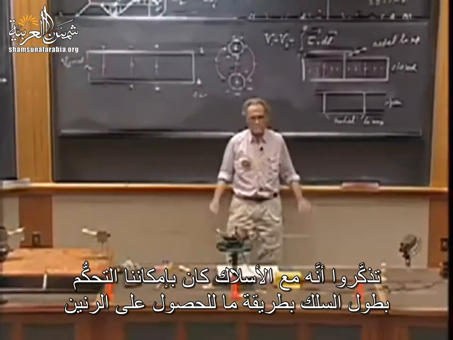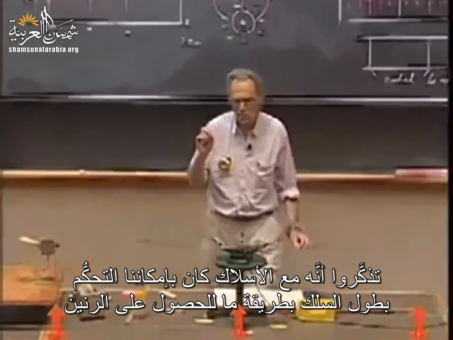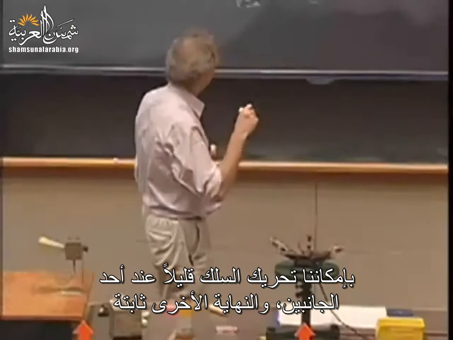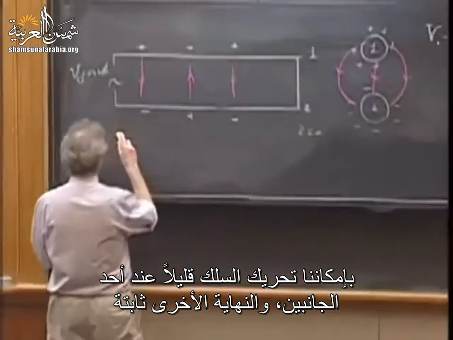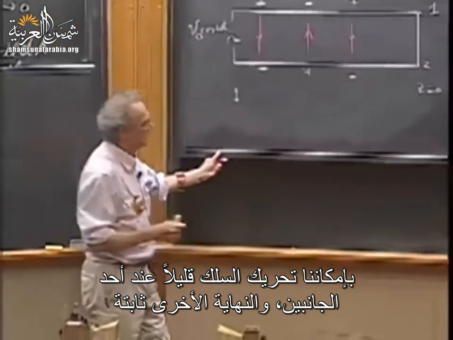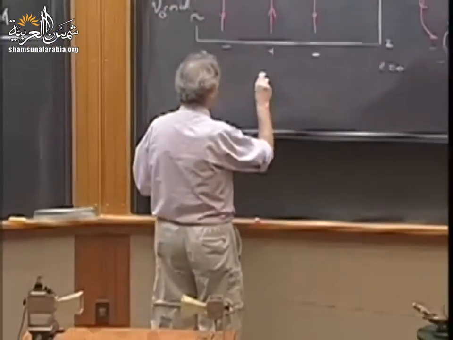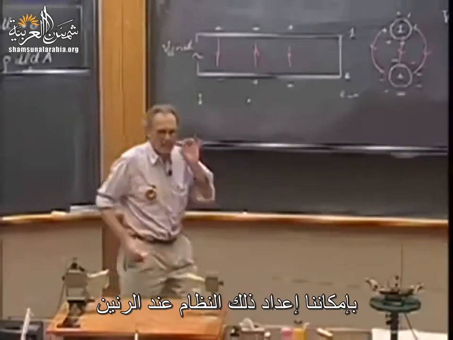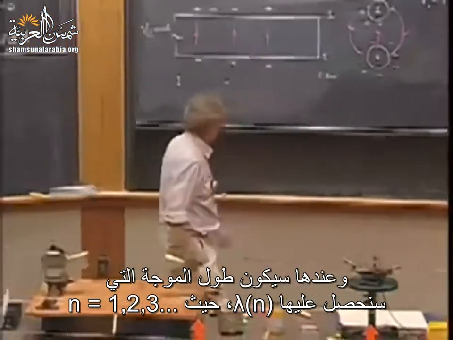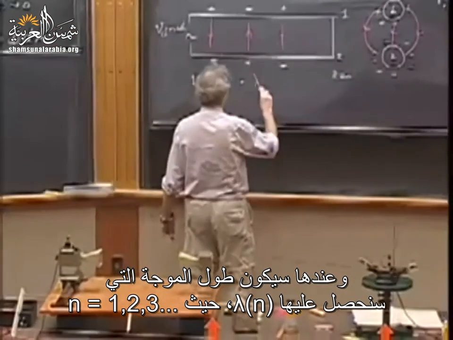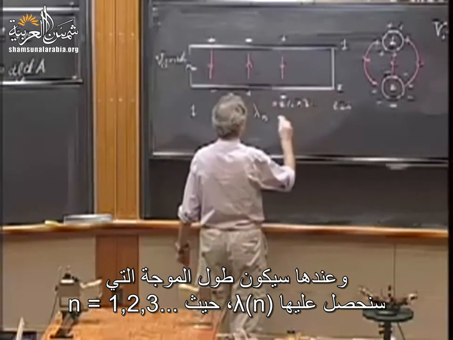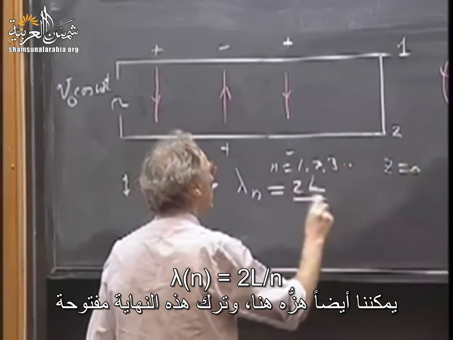Remember, with strings, we can fix the length of the string in such a way that we get resonance. We can drive a string at one end, just moving it a teeny weeny little bit, and the end is fixed. And we can set that system at resonance. The wavelength that we then get, lambda of n, n being an integer, so n equals 1, 2, 3, etc., is then 2L divided by n.